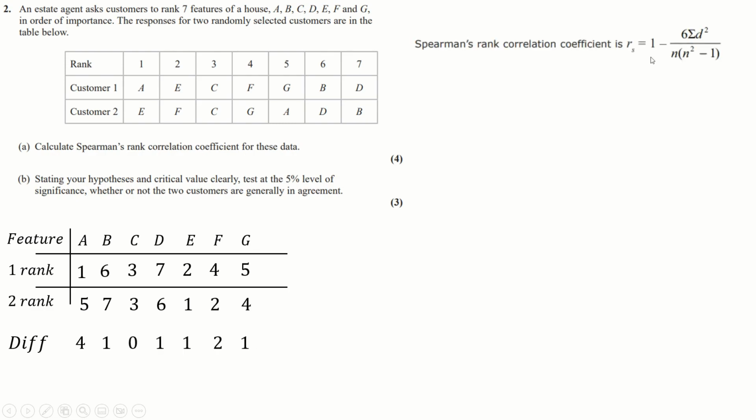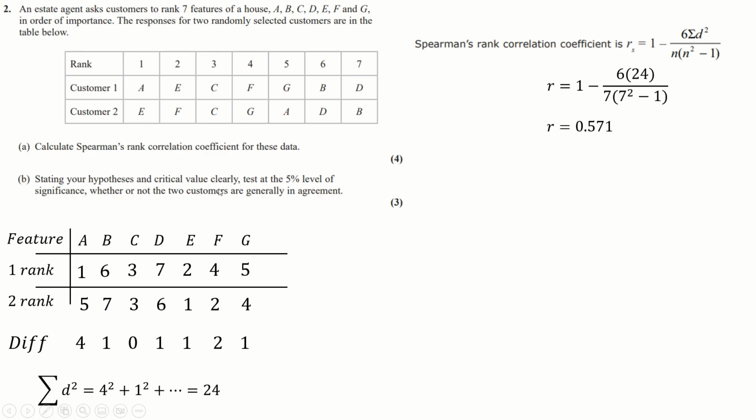And then, of course, we just use the formula in the formula book. 1 minus 6 times the sum of d squared. So the sum of d squared is 4 squared plus 1 squared plus 1 squared plus 1 squared plus 2 squared plus 1 squared, which is this. And then n is just 7, it looks like. So we just plug that in, and we get r as this. So that's A.